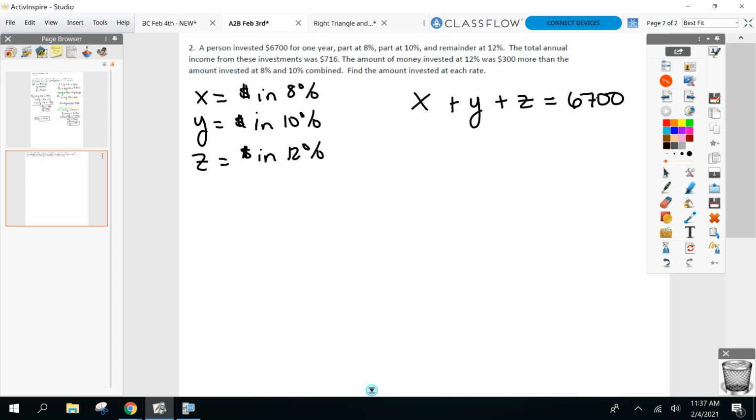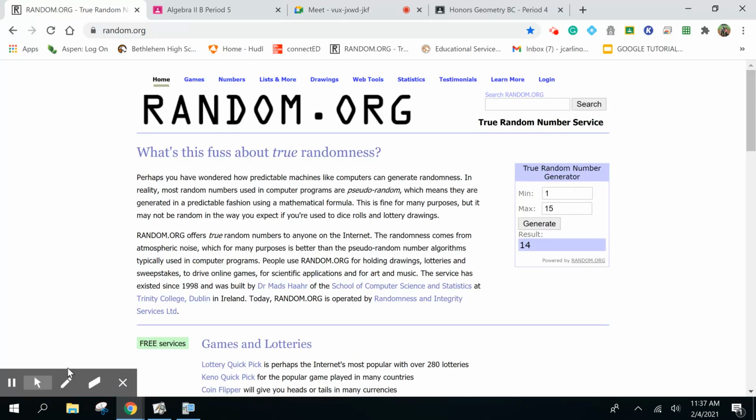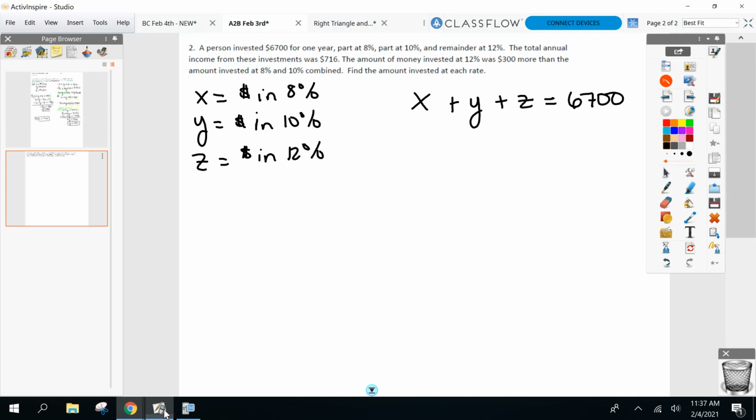How much did I make from all these investments? Keep reading. There we go. Sophia, back to you. How much money did I make from all the investments? $716. Good, perfect. Now I'm going to attach the percents. I made $716 from all those investments. So by putting, here we go.